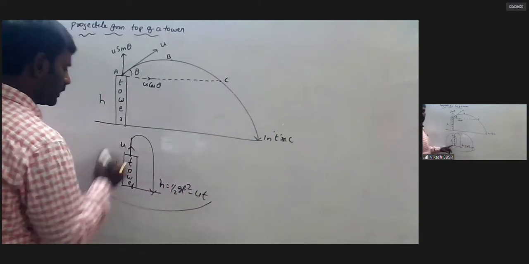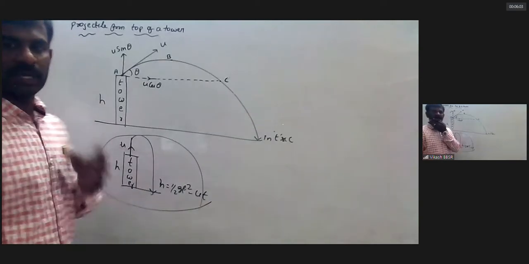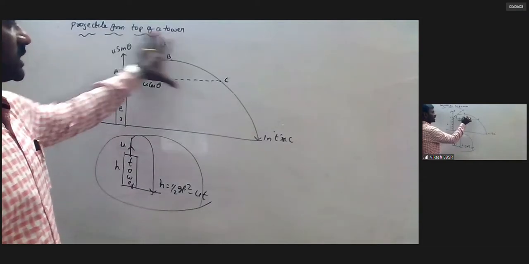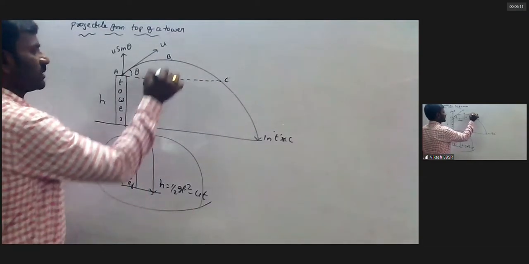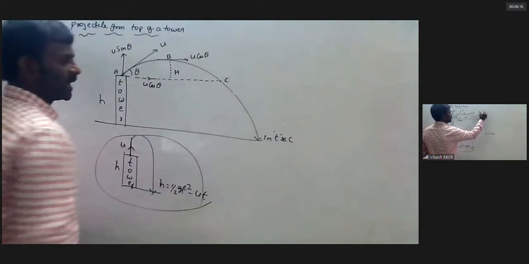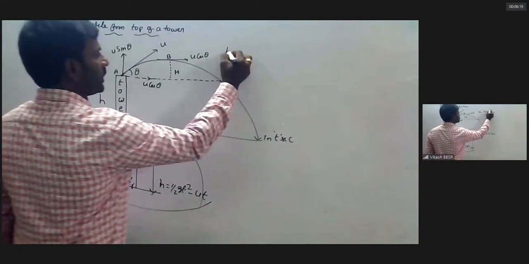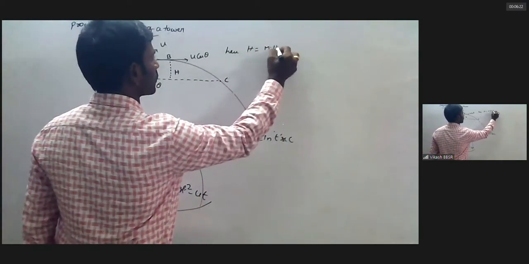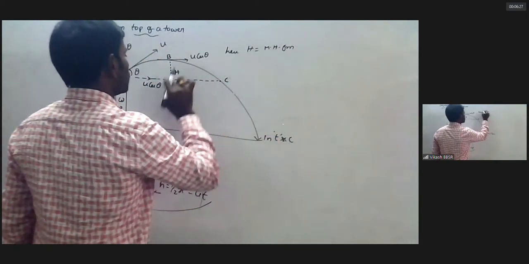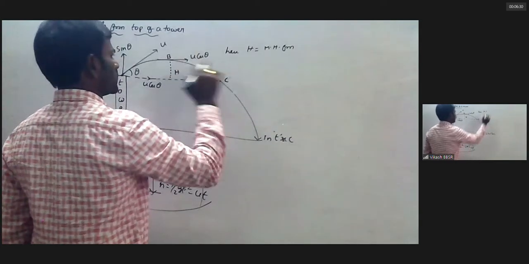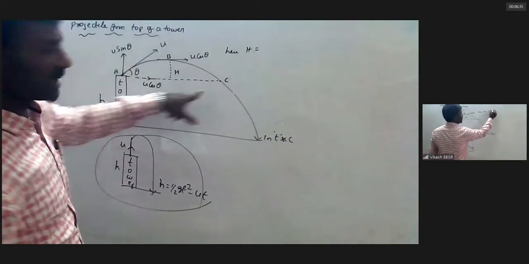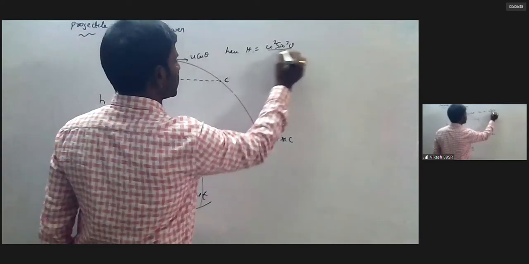This is the vertical projection from a tower, one dimensional. But in two dimensions, share with me what is this value here, capital H, U cos theta. What is AC? Here capital H is equal to how much? The maximum height from AC only. The formula I can write: U square sin square theta by 2g.